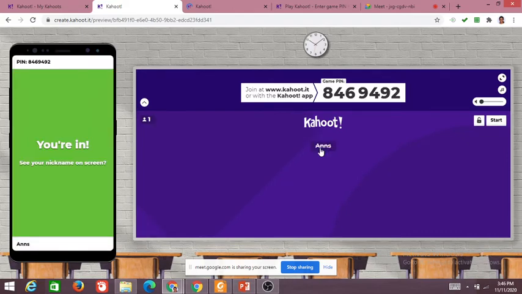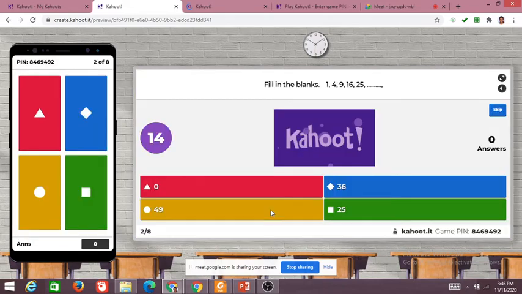After everyone joins, I will start the game. The phone showing here is your screen, so you will only get the options. The question will be shown on my screen, and I will read out the questions. The first option is red, the second is blue, the third is yellow, and the fourth is green. Now the next question: 1, 4, 9, 16, 25, which will be the next number? Is it 0, 36, 49, or 25? What do you think will be the answer?